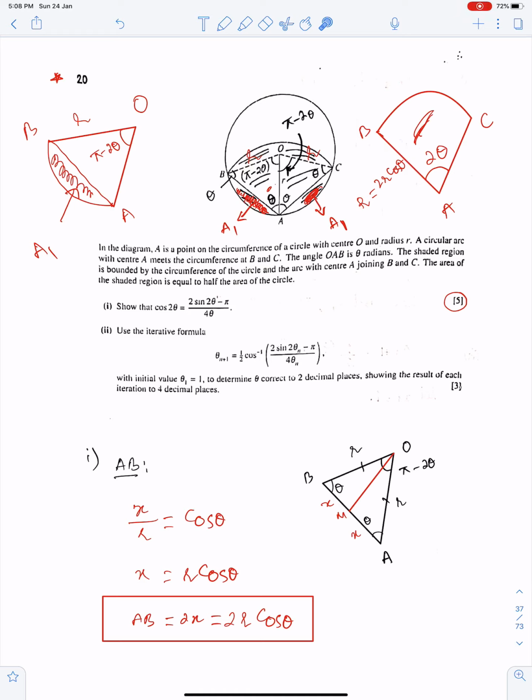This is the radius of this sector with angle 2 theta. Because this angle is theta, this is also theta, so the total angle is 2 theta. Now we need to work for this area. For this area, we can find this area by subtracting the area of this triangle from this sector. So this area will be area of sector minus area of triangle.